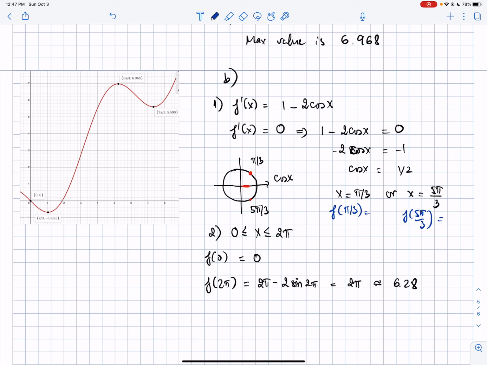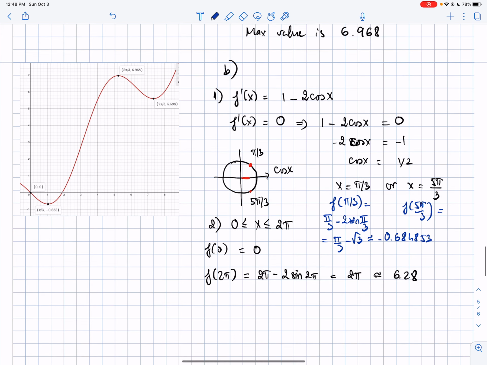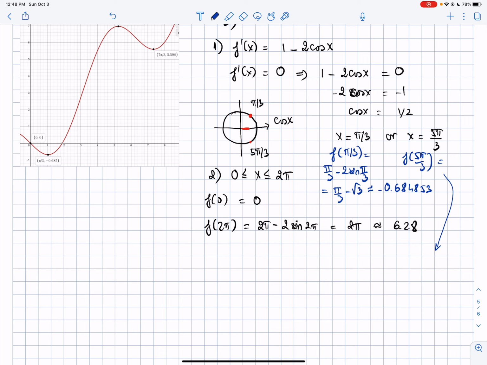So f of pi over 3 gives us pi over 3 minus 2 times sine of pi over 3, and that is equal to pi over 3 minus square root of 3. And it's about negative 0.684853, using the calculator. And then I need to calculate 5 pi over 3 for the function f of x.